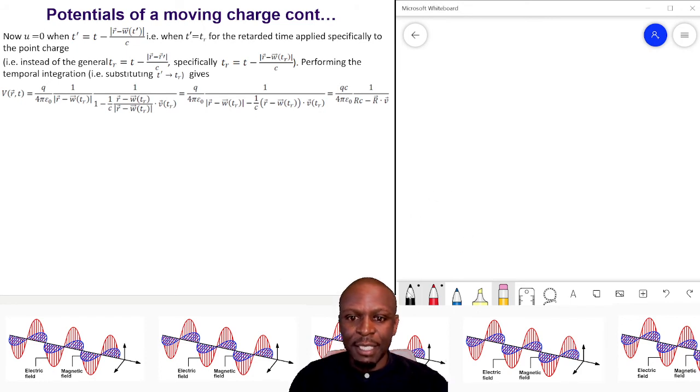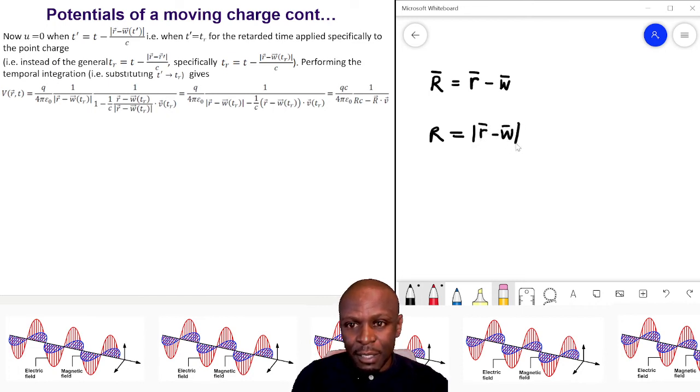I am defining the vector r as that vector minus that vector. Now the magnitude of r is nothing else but the magnitude of r minus the trajectory. So this is what you are going to have, and that's what you are seeing there.